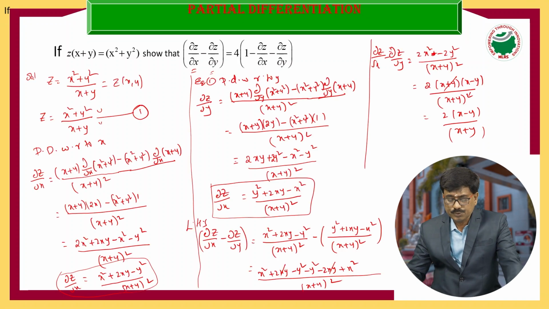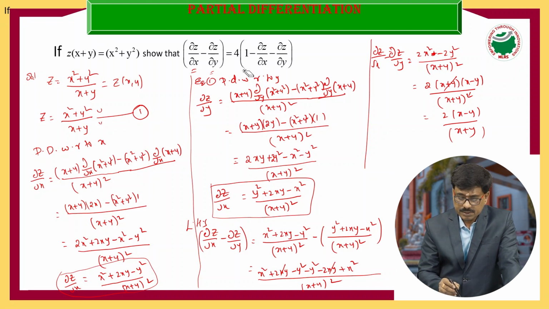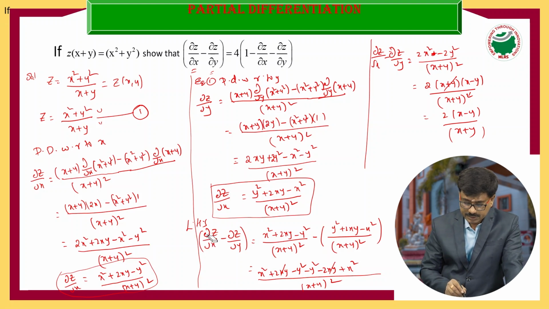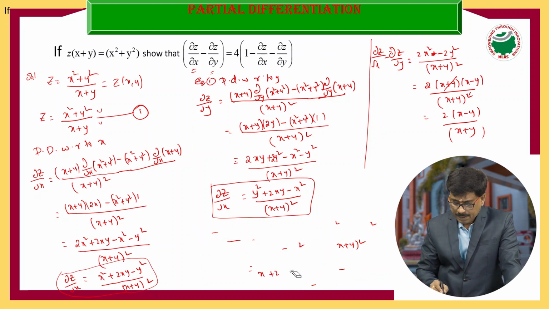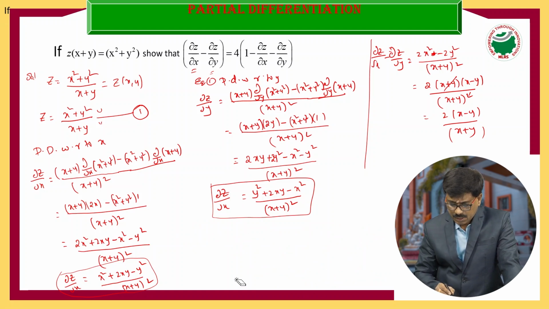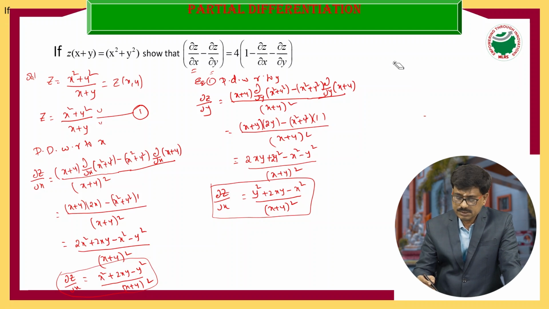Further, we need to prove the same for the RHS function. I am going to erase this one and write the RHS part also. What is the RHS value? The RHS value is equal to 4 into (1 minus (dou z by dou x plus dou z by dou y)). We need to prove that the LHS value is equal to the RHS value.